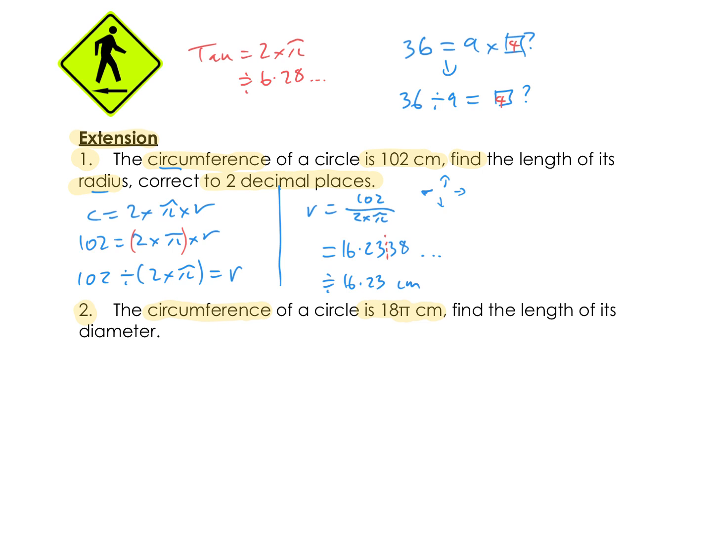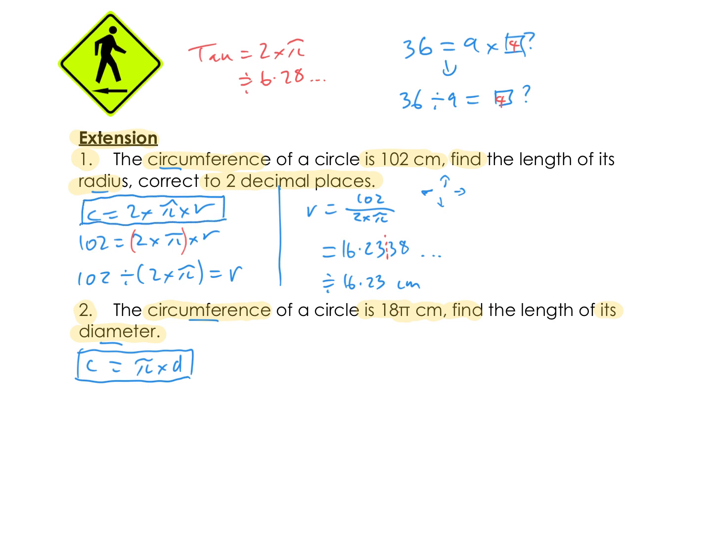Next one. This one's a lot easier. I don't even need a calculator for this one. It says the circumference of a circle is 18 pi centimeters. Find its diameter. So I need a rule that links circumference and diameter. Oh. There it is. This rule has circumference and diameter in it. This one has circumference and radius. This one has circumference and diameter. Maybe this one deserves a box as well.